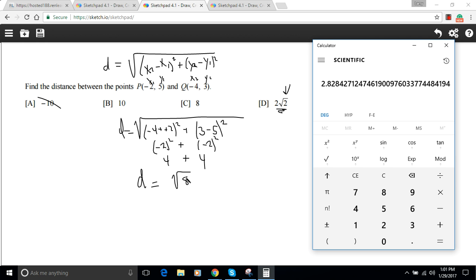So if you're in a situation where you came up with the square root of some other number, and up in your answer choices are square roots of some other numbers multiplied by something, take out your calculator and test and see if they're the same thing.